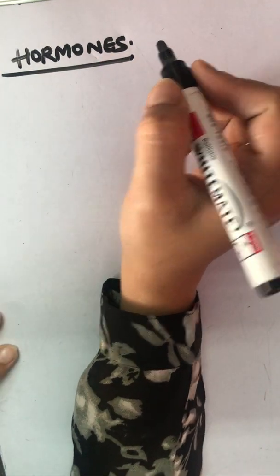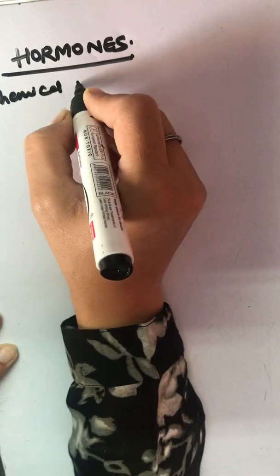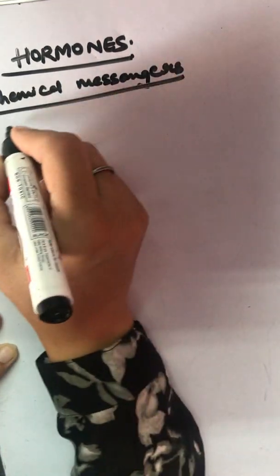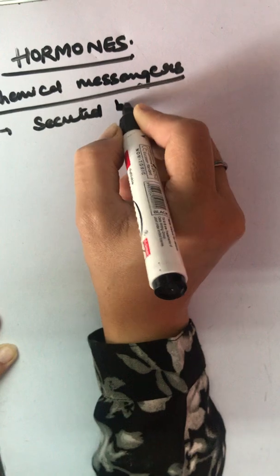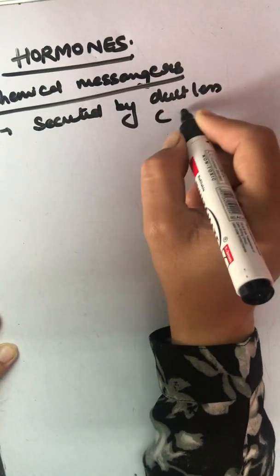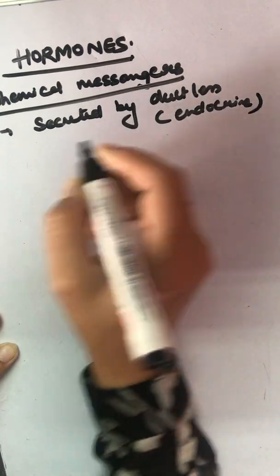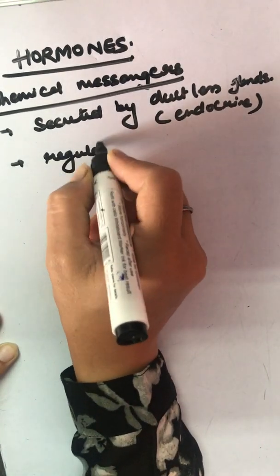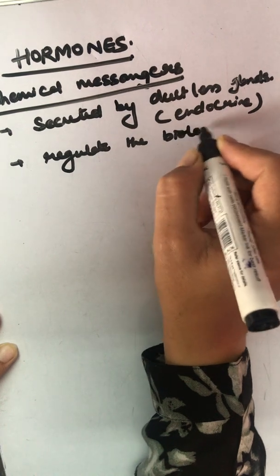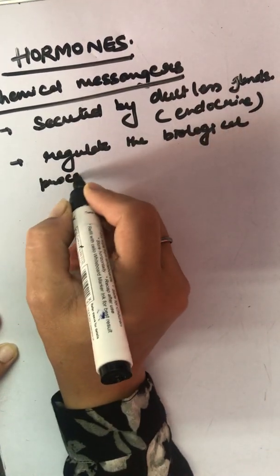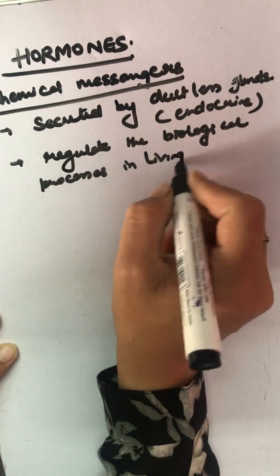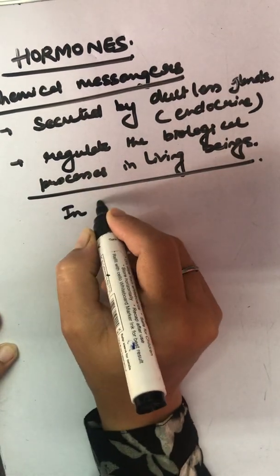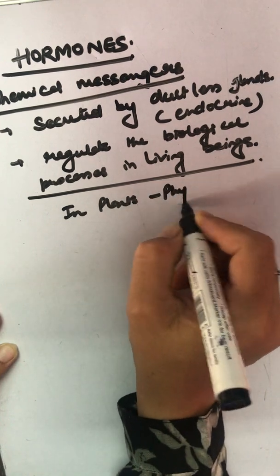Topic: hormones. These are the chemical messengers. These are secreted by ductless glands, so we call them endocrine glands, and regulate the biological processes in living beings. In case of plants, we call them phytohormones.